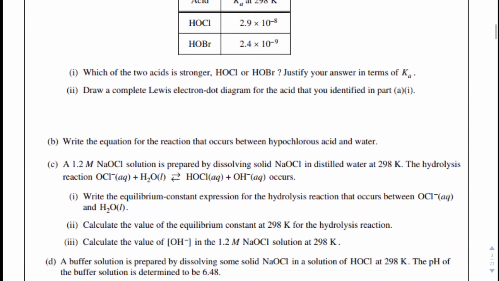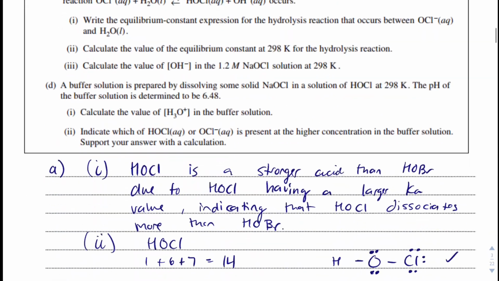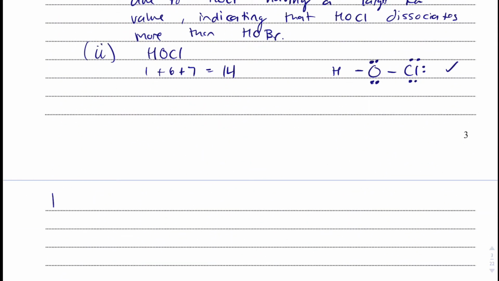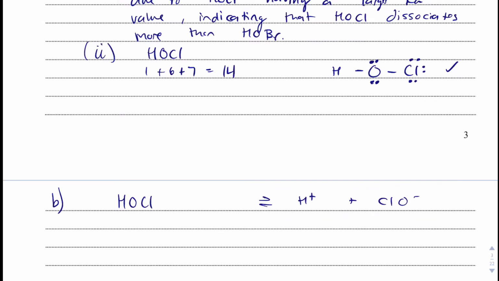Okay. Part B, write the equation that occurs between hypochlorous acid and water. So this is just a simple dissociation reaction, but with water. So normally we would have this break apart into H plus ClO minus 1, but because we're reacting it with water, we're going to see how this changes. We'll add water here, and instead of it being H plus, this will be H3O plus. Okay, so very similar.